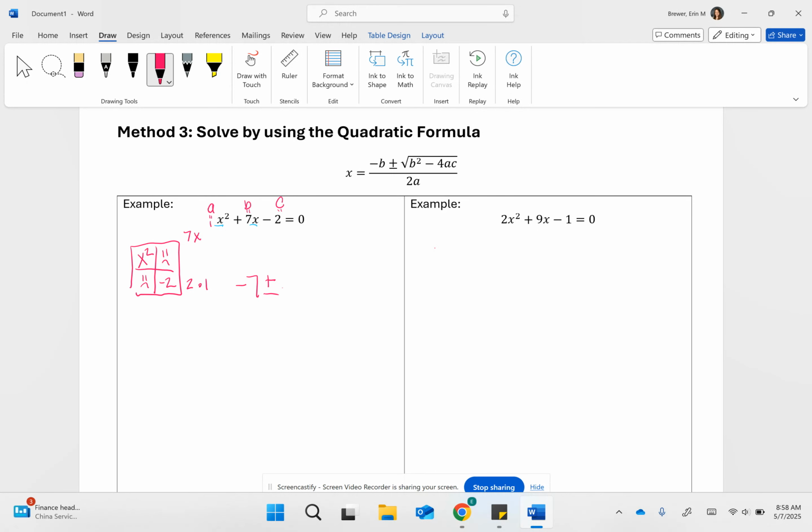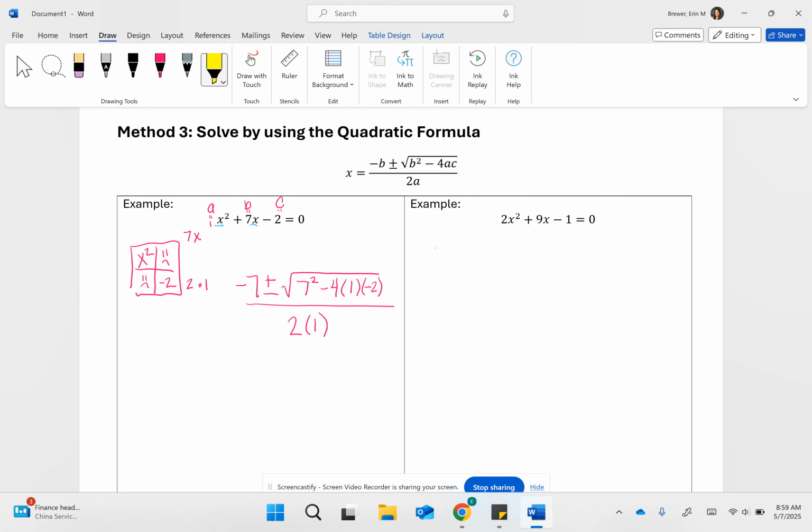Then I see the plus or minus symbol and a big square root. The next thing I see is b squared, so 7 squared. The -4 is always there. And then notice how A and C are squished next to each other. I'm going to help myself out by putting those two values in parentheses, where my A value is 1 and my C value is -2. And it's all over 2 times A, which is 1.